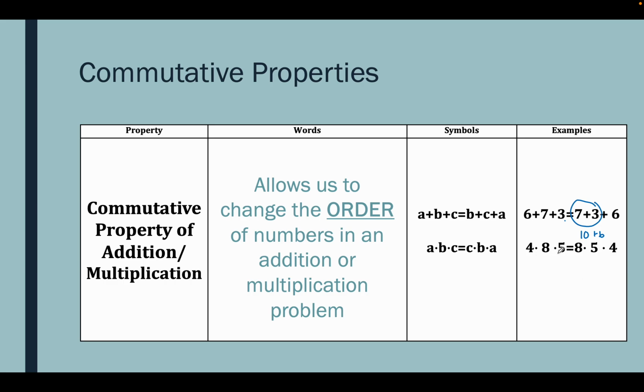Similarly, 4 times 8 times 5, you might find it easier to do 8 times 5 first because that's 40, and then 40 times 4. We know that 4 times 4 is 16, so 40 times 4 would be 160. So we're just rearranging the order of the numbers to make it easier for us to do mental math.